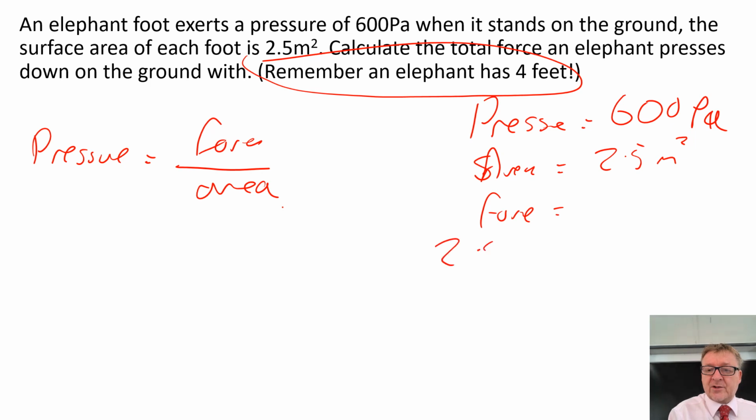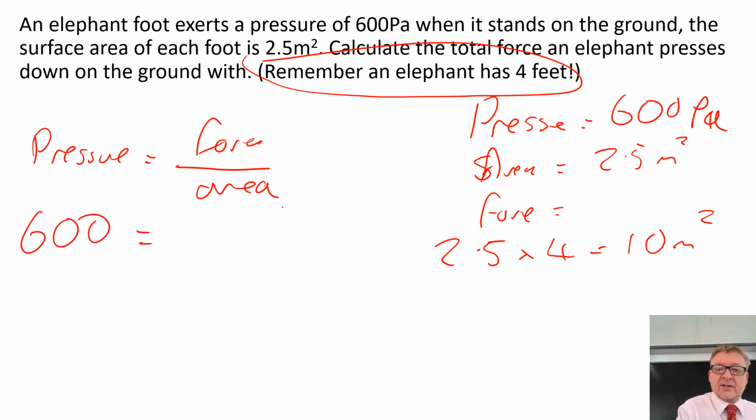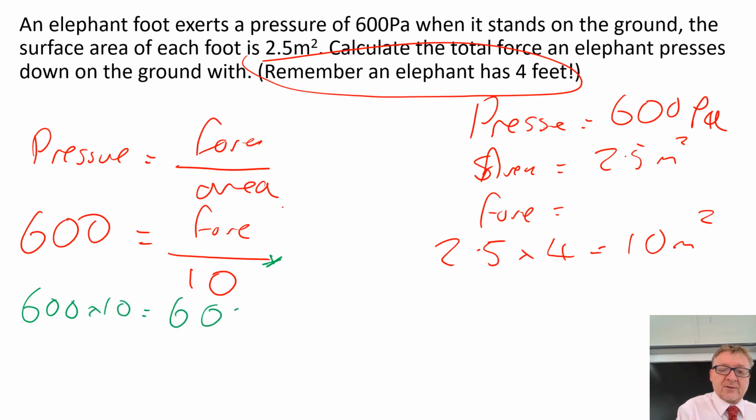But remember an elephant has 4 feet, so if it's got 4 feet, 2.5 is 1 foot, multiplied by 4 equals 10 meters squared. So the pressure is 600 equals the force, we don't know, divided by area, which is 10. So because it's divide on this side, it becomes times on the other, so it's 600 times 10 equals 6,000 newtons.